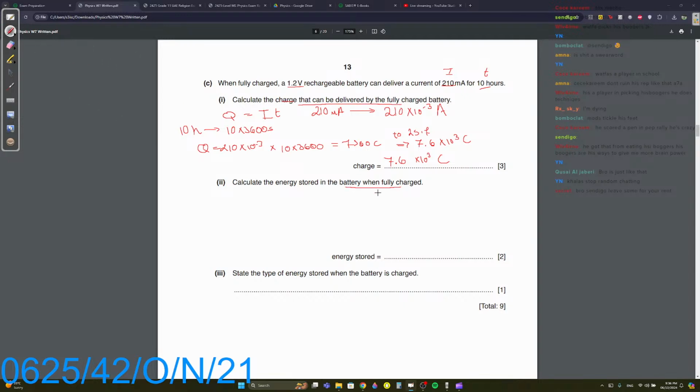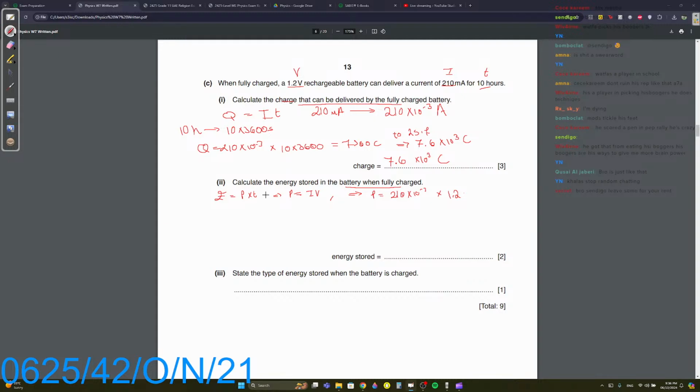Calculate the energy stored in the battery when fully charged. We have volts, we have the current, we have the time. You should know energy is equal to power times time, and we know that P is equal to the current times the voltage. Let's find the power first. P is equal to the current, 210 times 10 to the power of negative 3 ampere, times the voltage, 1.2. Let's just keep the power like this.